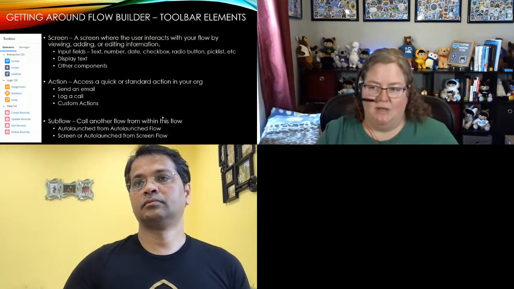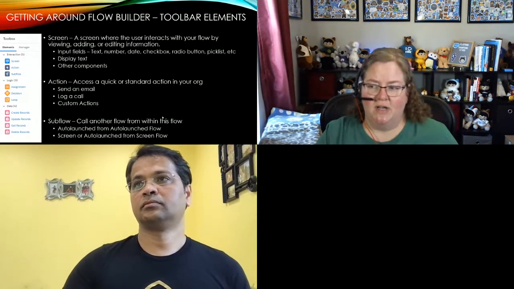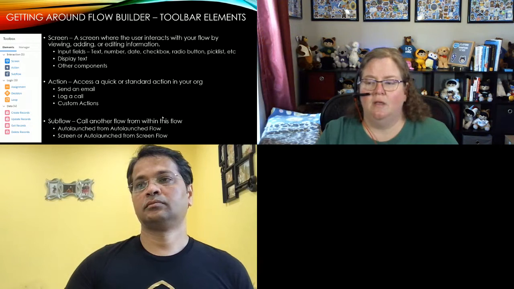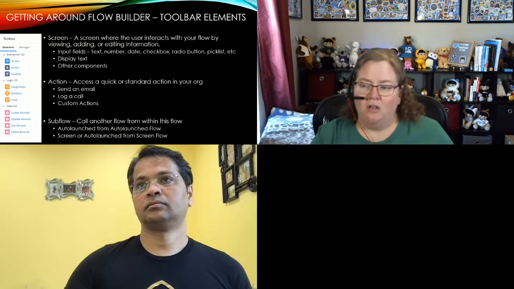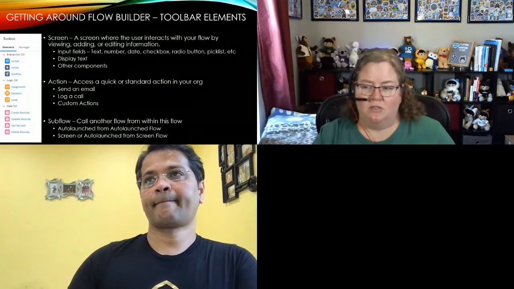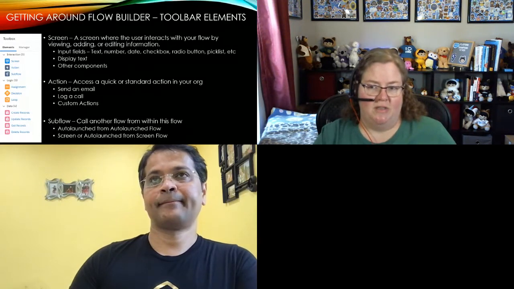So actions. This can be any quick or standard action that's in your org, things like send an email or log a call, or any of your custom quick actions that are on your objects. Subflow, again, you can call another flow from within this flow, and right now these are available on auto launched and screen flows, and you can only call a screen flow from another screen flow, so you can't auto launch it on a record change and then all of a sudden have it pop up a screen for the user. You need to start with the screen flow in that example.